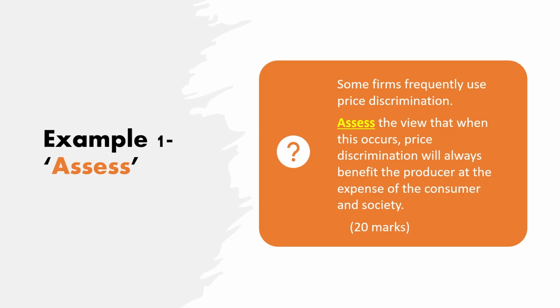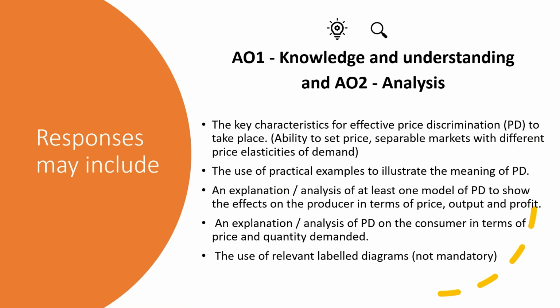The question is that some firms frequently use price discrimination. Assess the view that when this occurs, price discrimination will always benefit the producer at the expense of the consumer and society. Now, the question starts with the statement that some firms frequently use price discrimination. So, it means that we can start the answer with the key features for effective price discrimination.